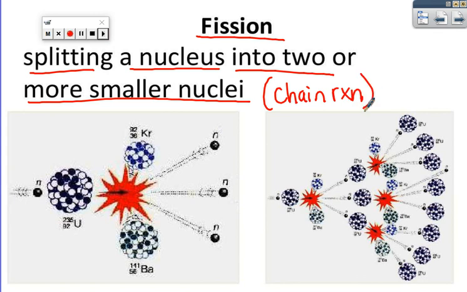It doesn't just double as your time passes. It's going to double and then double again and then double again. So it will go up exponentially. So if you have a reaction occurring, you're going to have it split and split again and split again and split again. So that is fission.